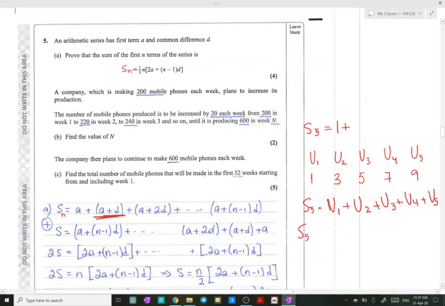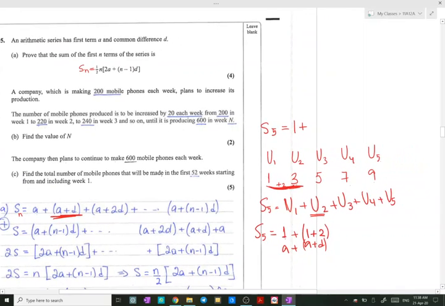So S5 is equal to U1, which is represented by A, plus U2. U2 is 3. Let me keep on writing numbers. Now 3, I want to write it in terms of the first term. So it's going to be 1 plus the common difference. What's the common difference here? It is 2. So it's A plus the common difference, and here it is A.